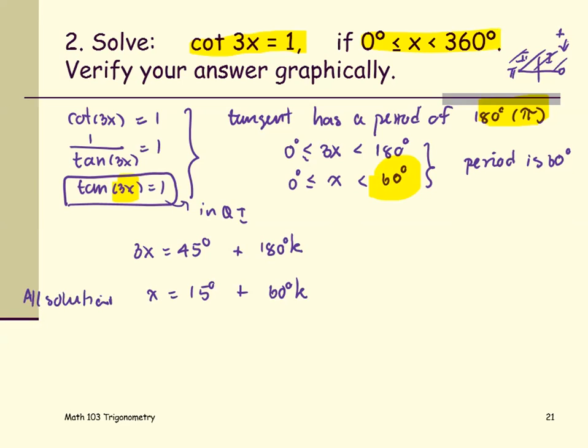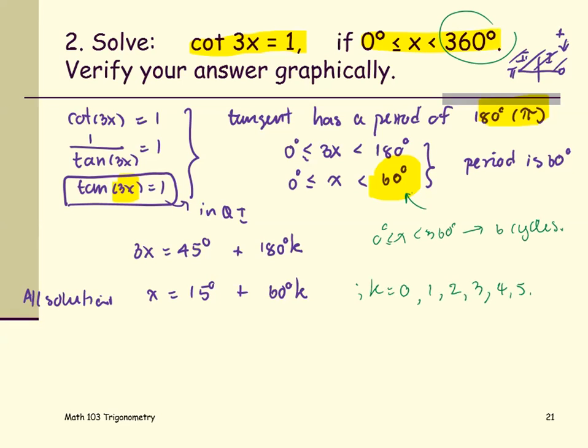And the problem asks us to solve if x is between 0 degrees and 360 degrees. 360 degrees is 6 times 60 degrees. Therefore, x between 0 degrees and 360 degrees is going to contain 6 cycles of this graph. So we're going to use k equals 0, which is the original cycle, and then k equals 1, 2, 3, 4, and 5 to gain another set of solutions.